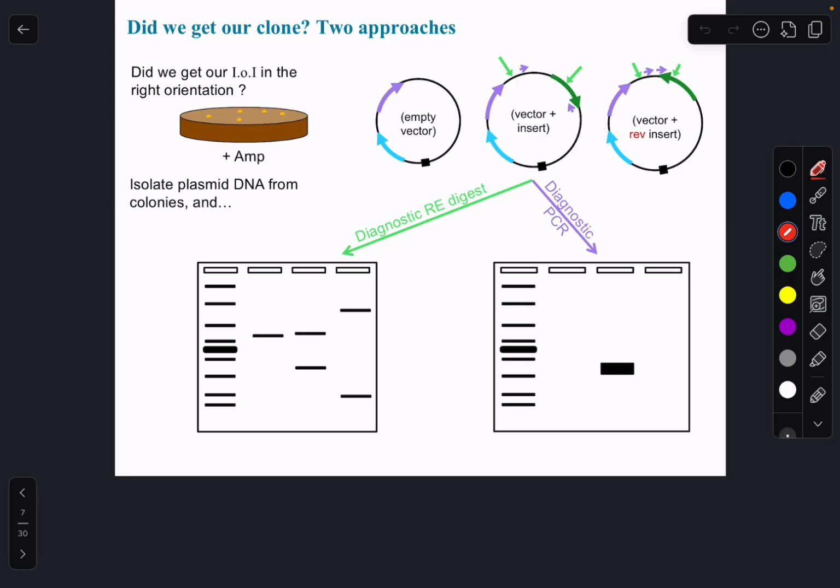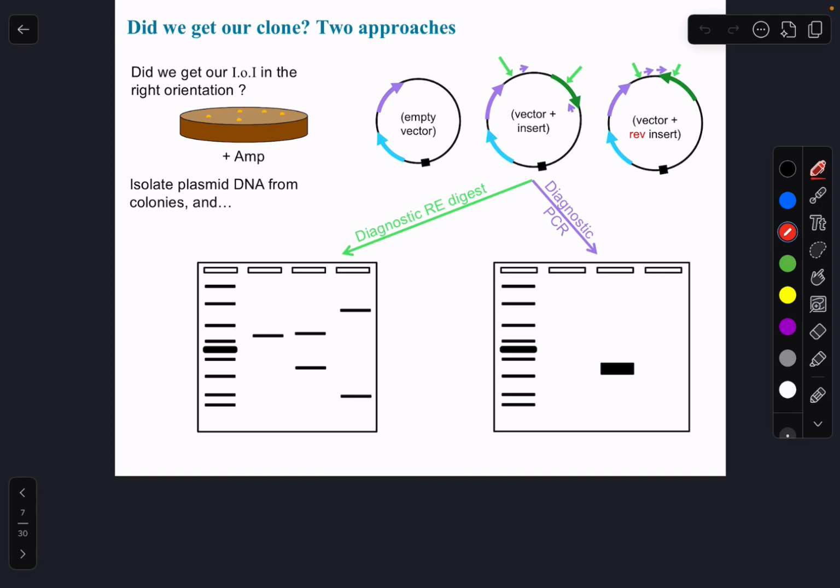So here in this example, we have the first lane would correspond to an empty vector that made it into the bacteria. The second lane is the one we want because it has the vector and an insert that seems to have gone in the right orientation, but then the last lane would represent one with the vector and the insert in the wrong orientation.